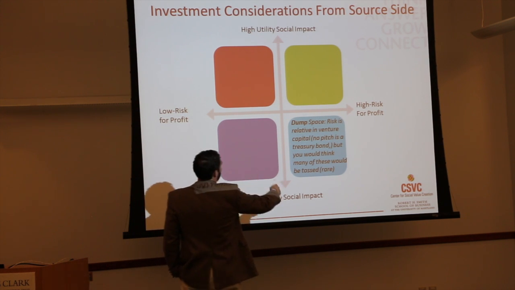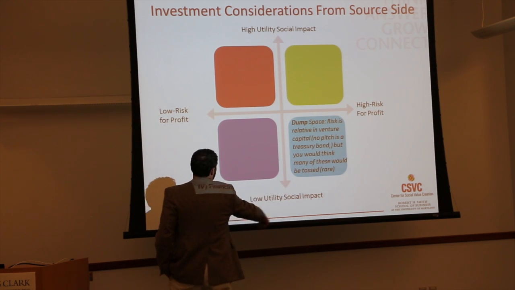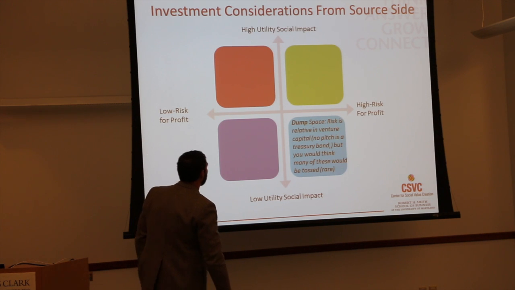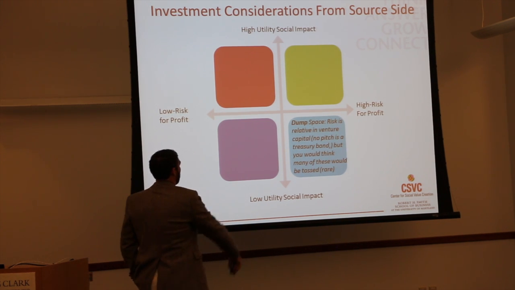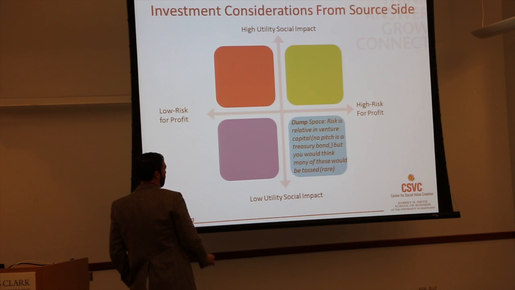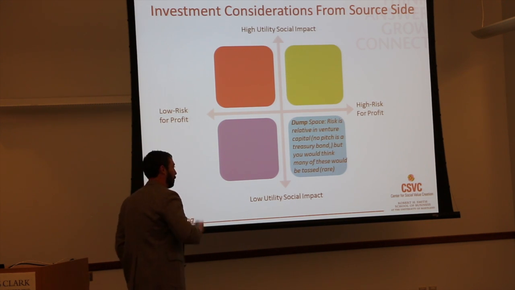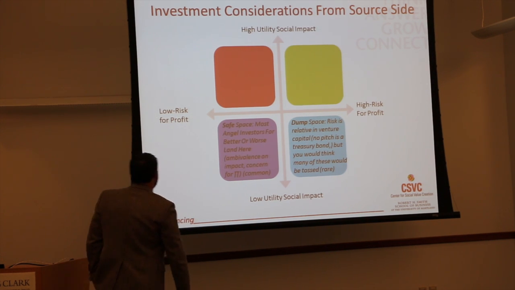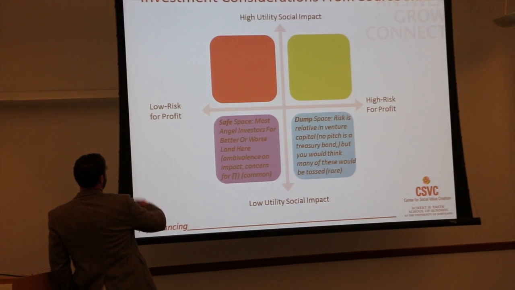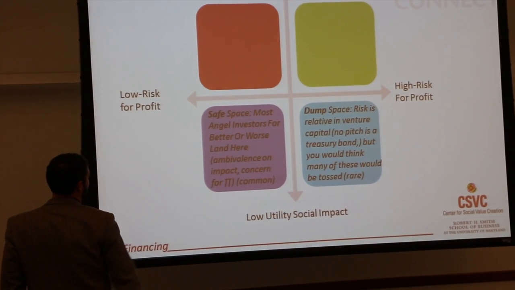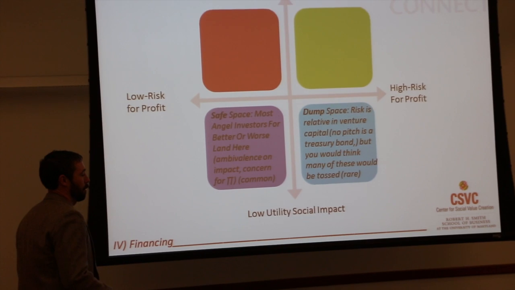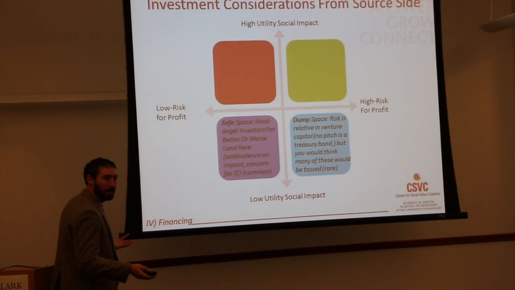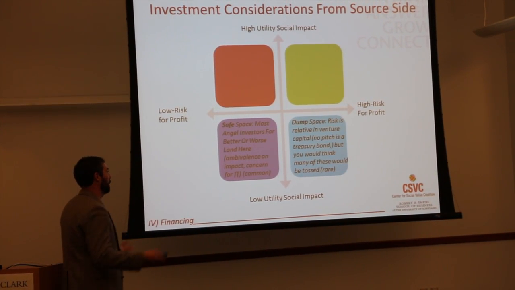So over here, high risk for profit, your investor doesn't really care about social impact. You'd think that a lot of these would be tossed. I mean, it's just an easy dump. It's a high risk investment. I'm not really going to get anything out of the social impact of this, so why would I even think about it? Over here, you have low risk for profit, low utility social impact. That's, I think, basically the majority of the venture capital space as it existed. Well, definitely as it existed 10 years ago.